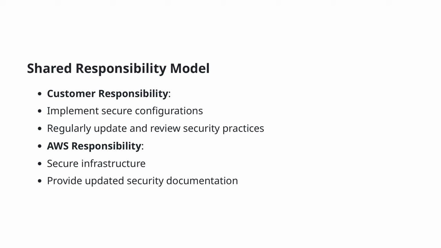On this slide, we're focusing on the shared responsibility model. It's imperative to understand the distinct roles and responsibilities between the customer and AWS. As a customer, you're responsible for implementing secure configurations and regularly updating and reviewing your security practices. This involves being proactive with your security measures, such as setting up proper configurations and ensuring that any changes align with best practices. On the AWS side, their responsibility is to ensure the security of the infrastructure itself.